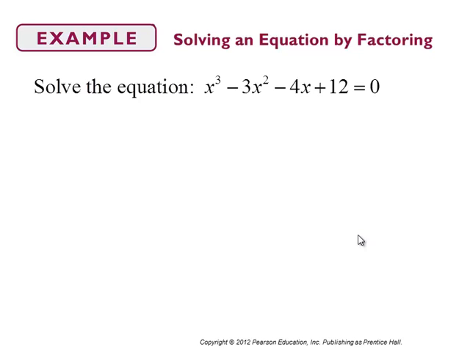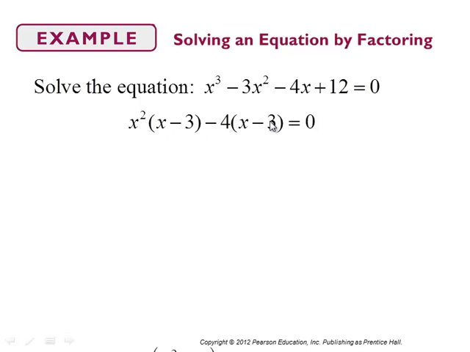Here's another example here. Now, when you have a third degree polynomial set equal to 0, one thing that you could try to do is to factor by grouping. You can take a look at these first two terms, factor out an x squared. Look at the second two terms, the third and fourth term, factor out a -4. And in both cases, you'll end up with a factor of x minus 3.